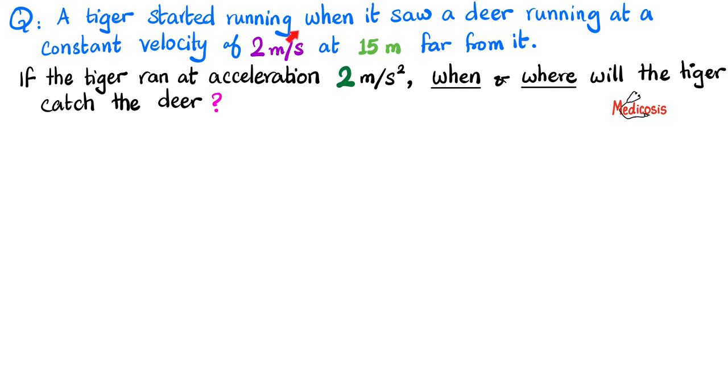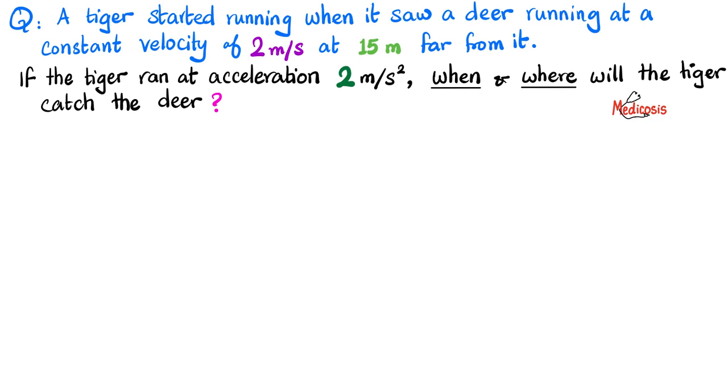A tiger started running when it saw a deer running at a constant velocity of 2 meters per second at 15 meters far from it. If that tiger ran at an acceleration of 2 meters per second squared, when and where will the tiger catch the deer? Please pause. I'll be so proud of you if you can solve this correctly.